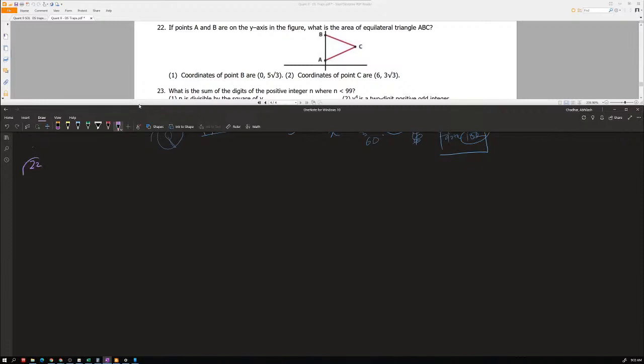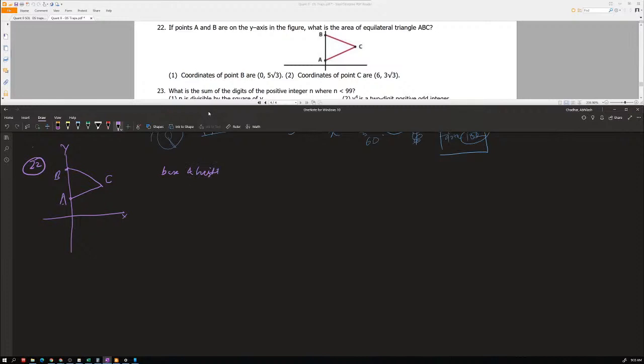Okay, question number 22. So what does question number 22 say? It says if points A and B are on the y-axis, so this is the y-axis, the x-axis. So points B and A are on the y-axis. Then what is the area of the triangle? It is an equilateral triangle ABC, right? Okay, so for finding the area of a triangle, we need base and height, right?